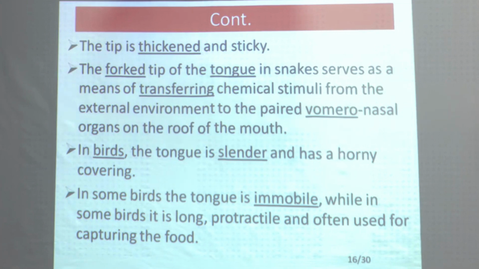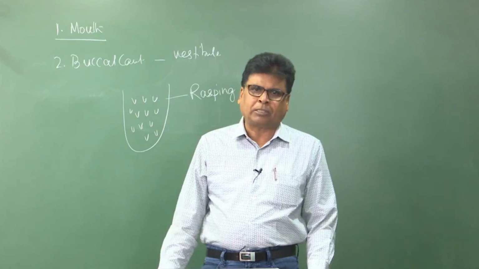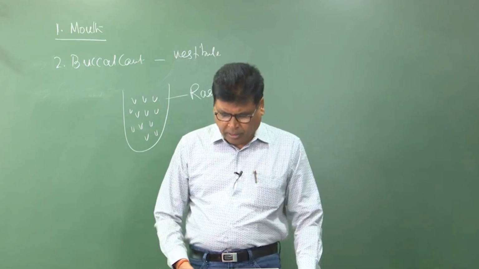In some birds the tongue is immobile, it is constant and cannot come out, while in some birds it is long, protractile, can come out, and is often used for capturing prey. In some birds, not in all. Then we come to the mammal.